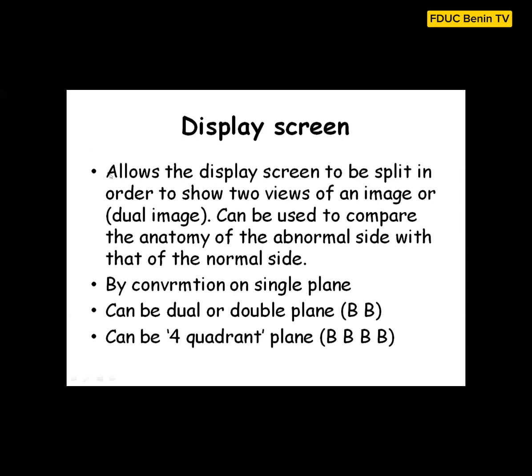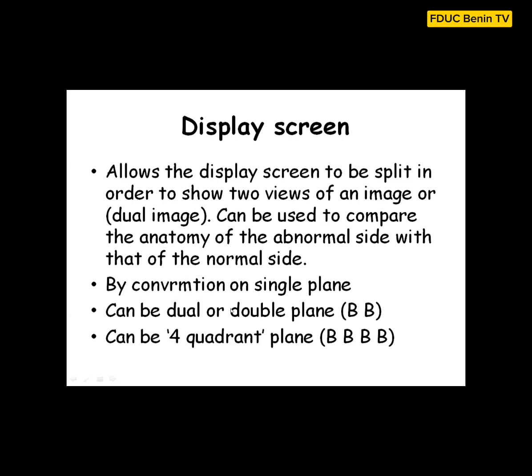Display screen: this knob helps to split the screen into the number of spaces or views that we want. It allows the screen to be split so you can look at it in two views, like dual view. Normally, when you are scanning, you are in a single screen. But you can dual it by clicking the knob, and you can now split the screen into two. This is very important, especially when you want to do some comparison, especially when you want to compare the normal anatomy and the abnormal anatomy. So you can click on that.